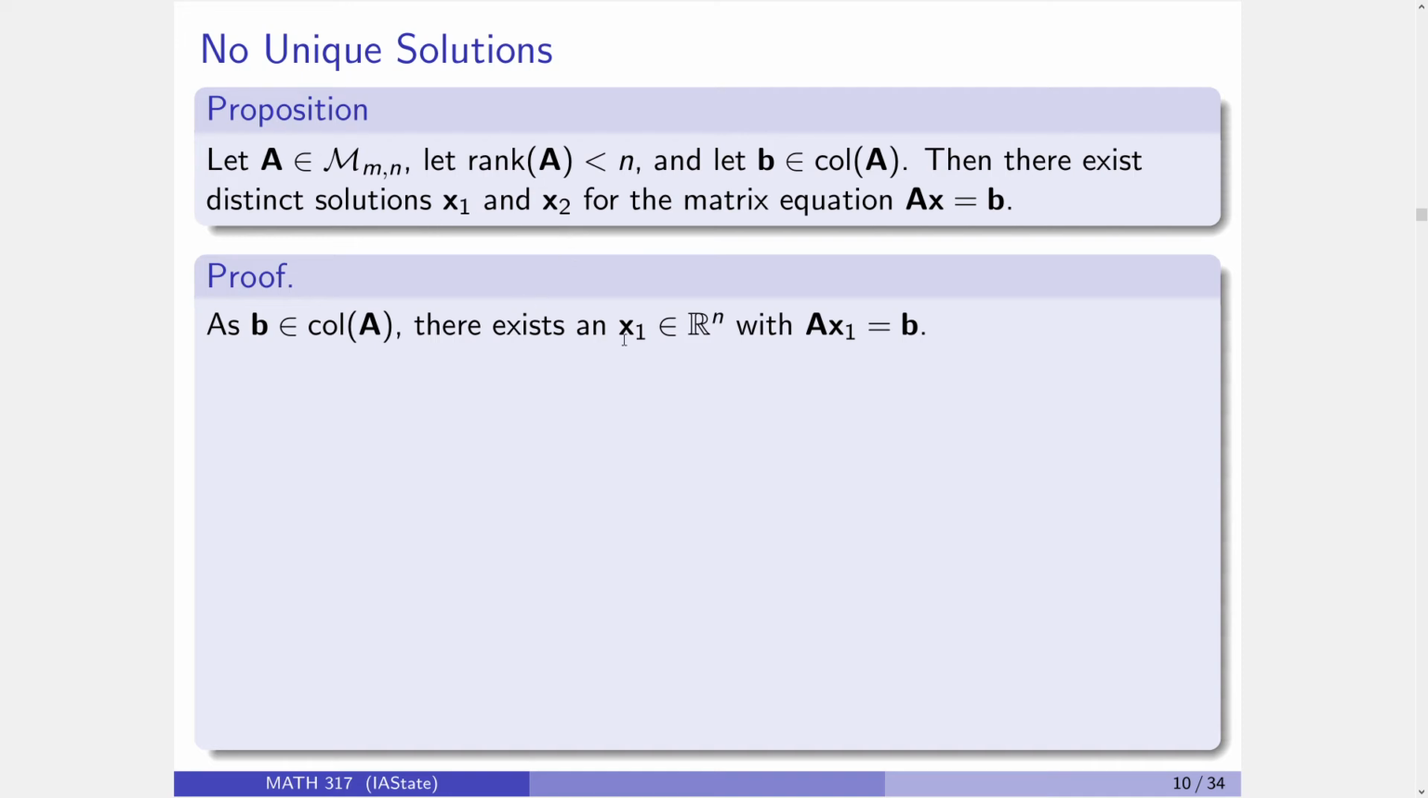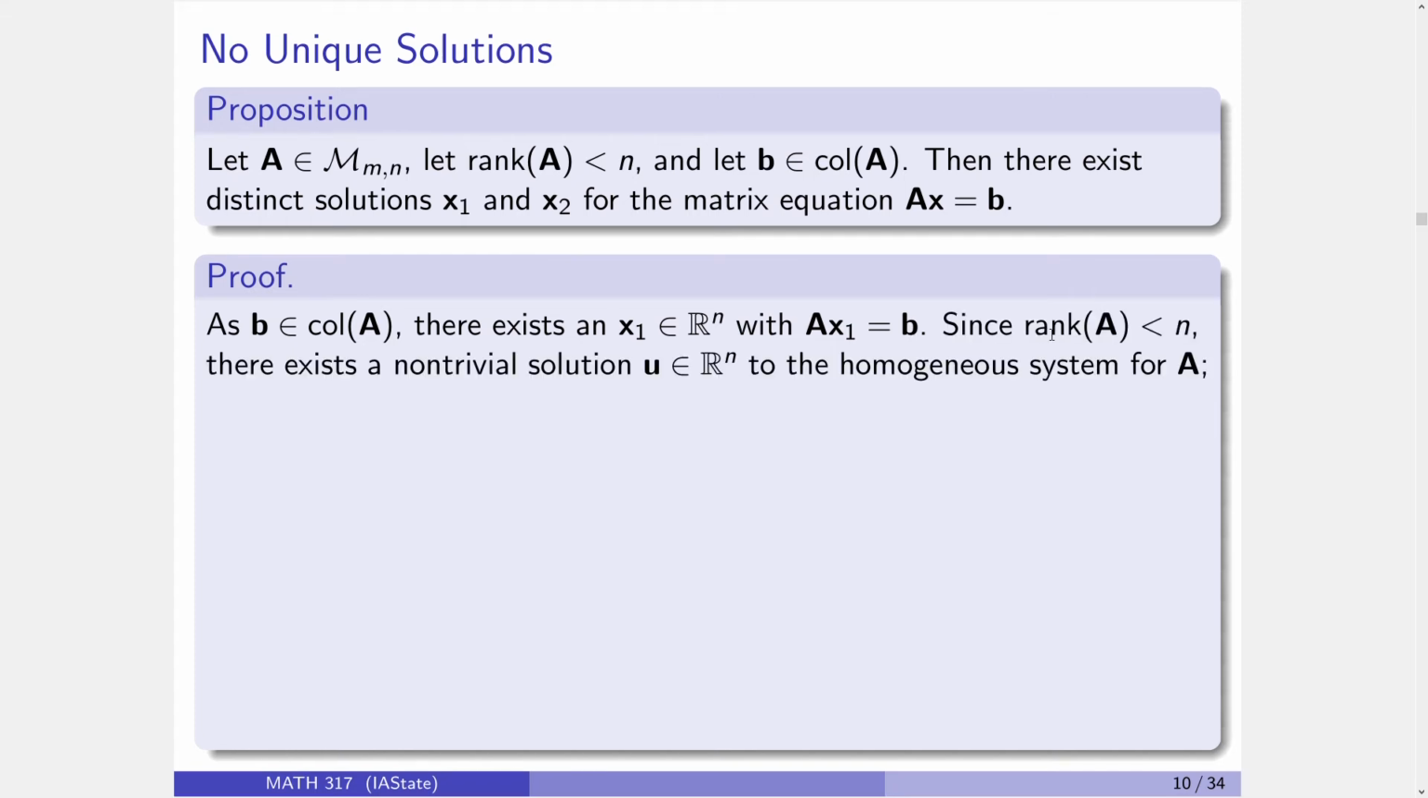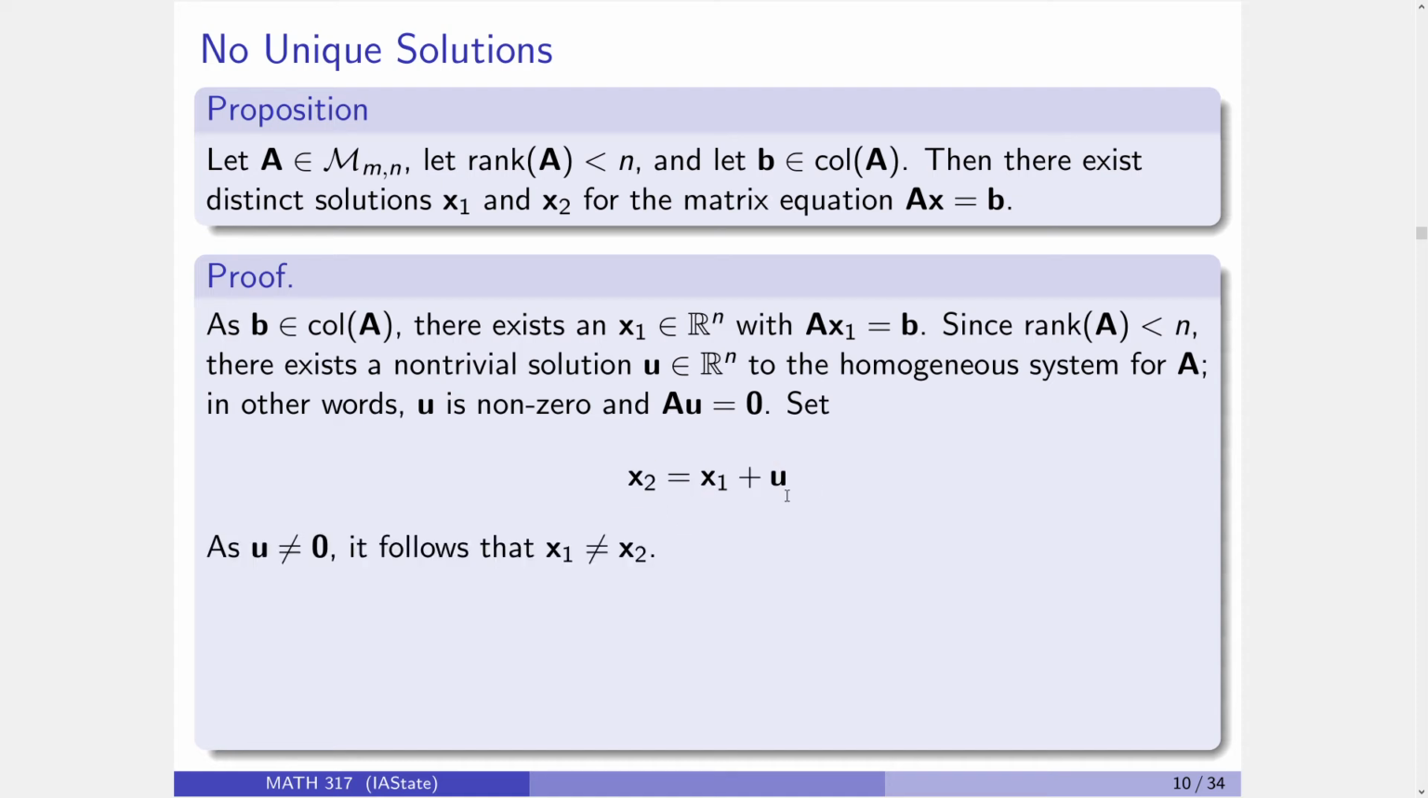First of all, we know we have at least one answer because b is in the column space. Now, what do we know? Since the rank is deficient, the rank is not full, that means we have a non-trivial solution to the homogeneous system. So I have a non-zero vector u so that A times u is equal to 0. I want to create two solutions and need them to be different, so I will let x2 equal x1 plus u. Now, u is not equal to 0, so x2 and x1 cannot be the same. So I have two distinct entities here, so that takes care of that part. The only thing I need to verify now is that they are solutions.